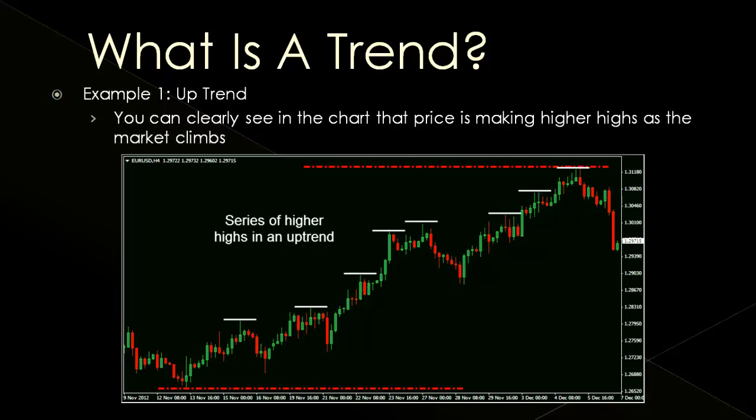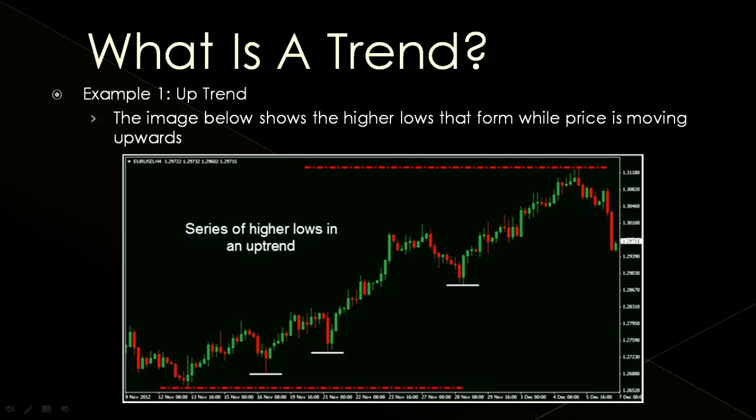On the next image, you can clearly see that price is making higher highs as the market climbs. This is an indication that the market's in an uptrend. Whenever we see a series of higher highs, it gives us a clue that the market's heading upwards. Each high is marked with a horizontal white line, and you can see that every time a high is formed, it is formed higher than the previous one.